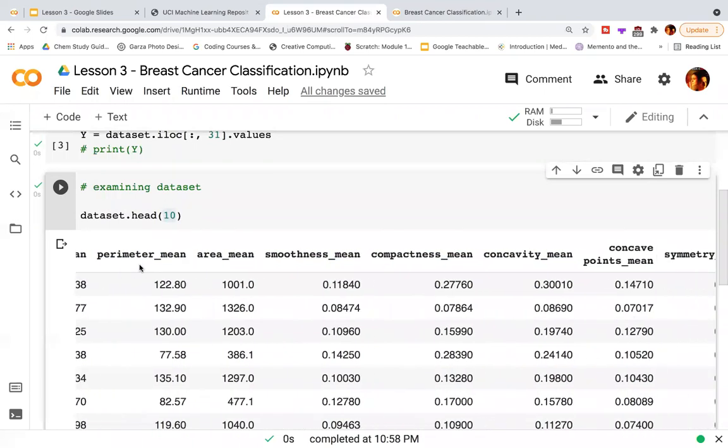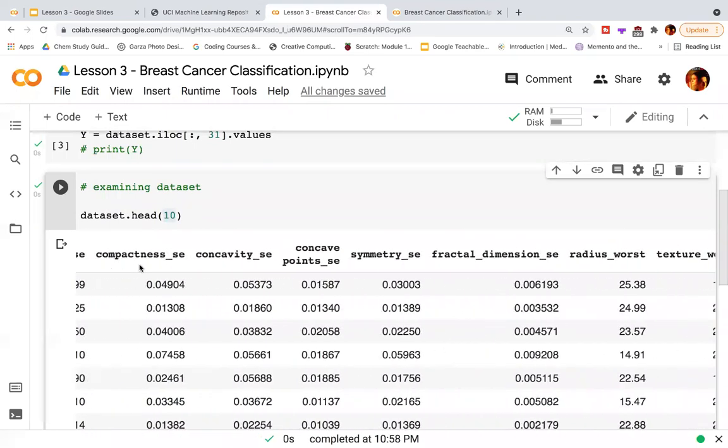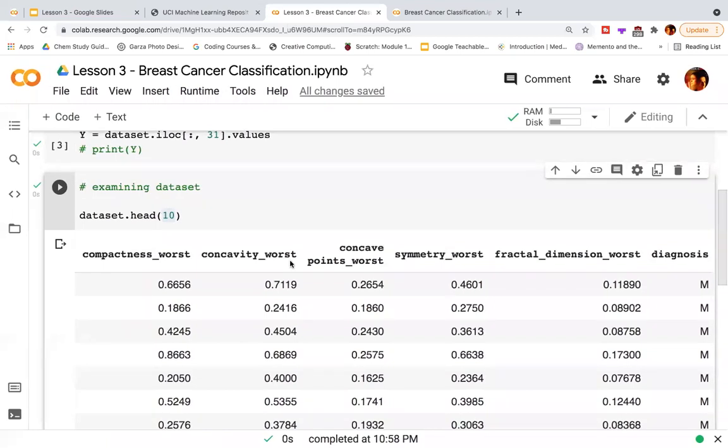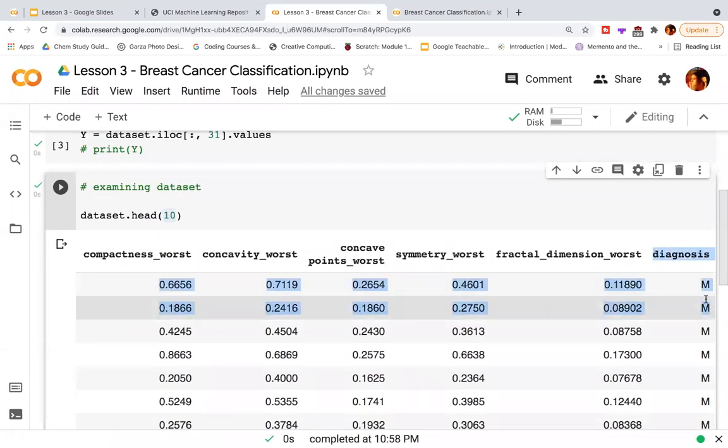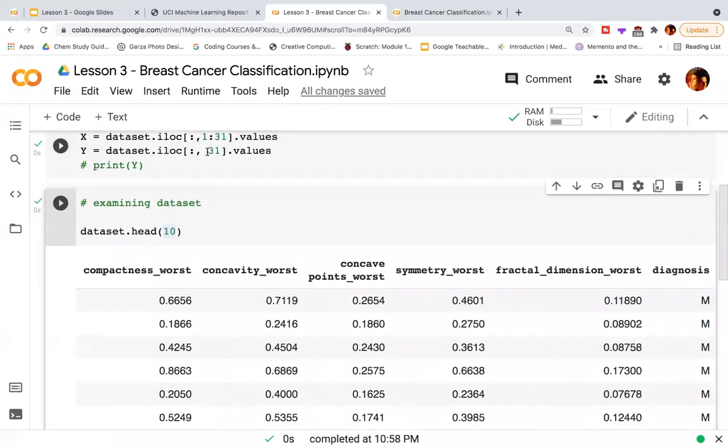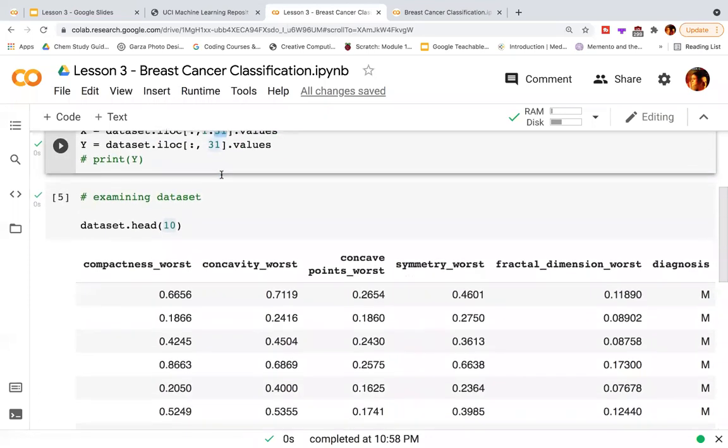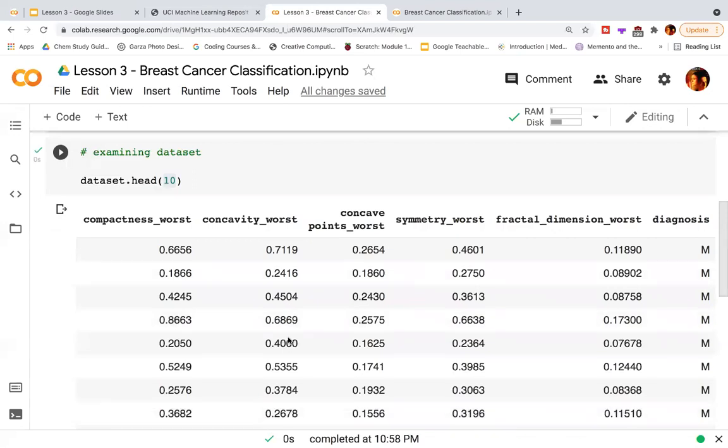So radius mean, texture mean, all of these different features. And then you'll see that the very last column here is the diagnosis, right? That's why for X, we do not include that feature there. And for Y, we included just that last column.